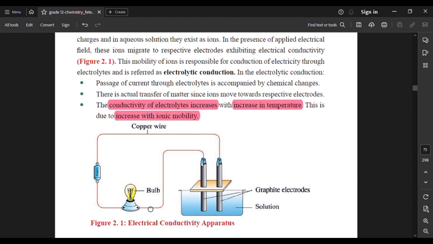So this is actually the electrical conductivity apparatus. This is a bulb, this is copper wire, and this is graphite electrolytes. In this, copper wire is metallic conductivity.